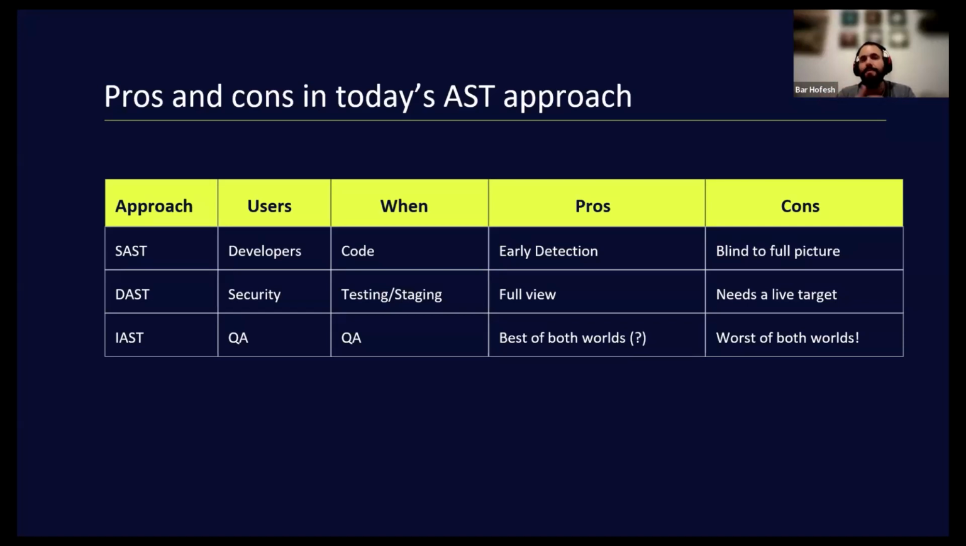So SAST is aimed mainly at developers. It runs in the IDE, it scans the code when you're doing your coding phase. The pros, of course, are early detection, but the con is that SAST solutions are usually blind to the full picture. Because today's software is very microservice oriented, and a lot of the code that we work on is in very small pieces, and sometimes we can't get the full context of which requests come from where.